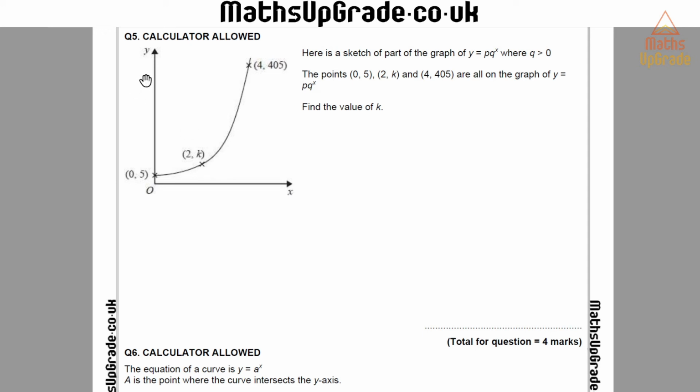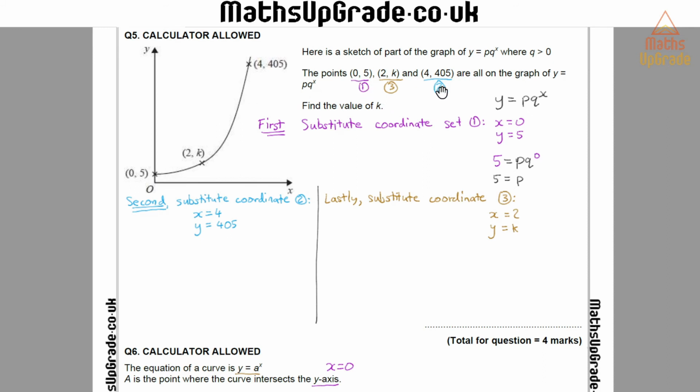For 4 marks then. Okay, so what I'm going to do here, I'm just going to substitute each of these coordinates in turn into this equation to figure out what I can from this equation. So I'm going to first of all find the value of p, then I find the value of q, then I can find the value of k. So here's my 3 coordinates here. Here's my equation. Let's substitute the first set of coordinates 0, 5 into my equation.